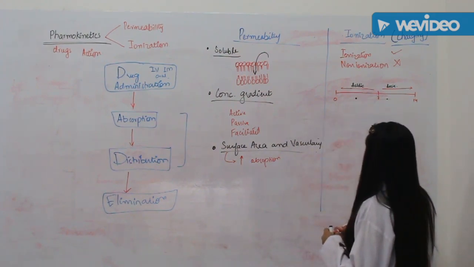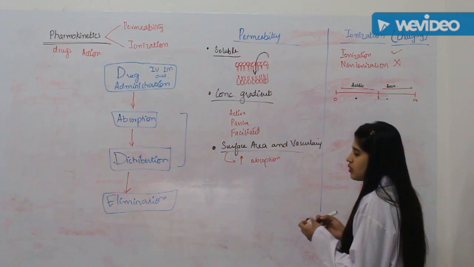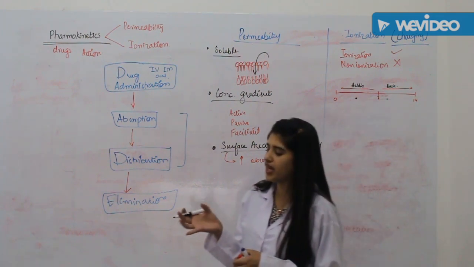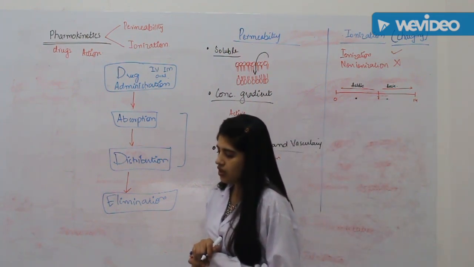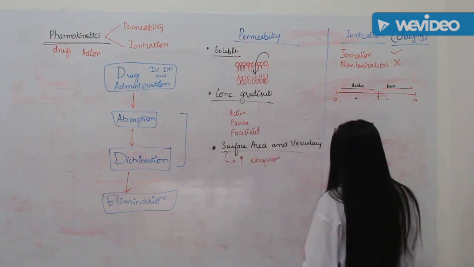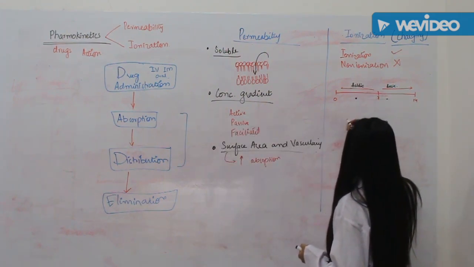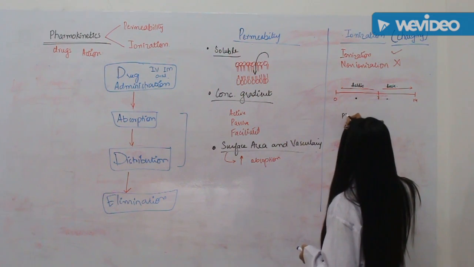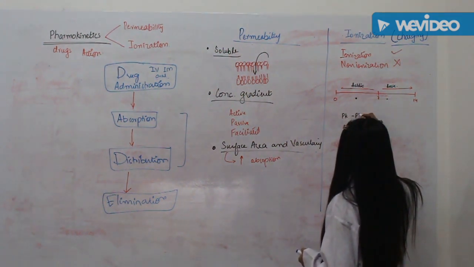Now what are we going to say about what these weak bases and weak acids mean? For example, let me make a graph for you. pH minus pKa.